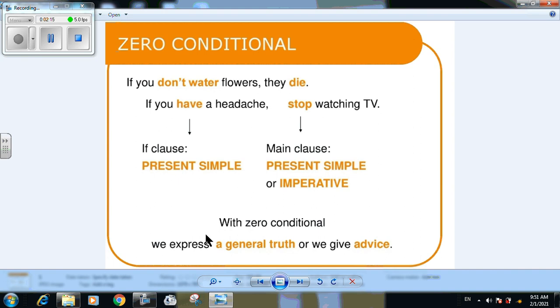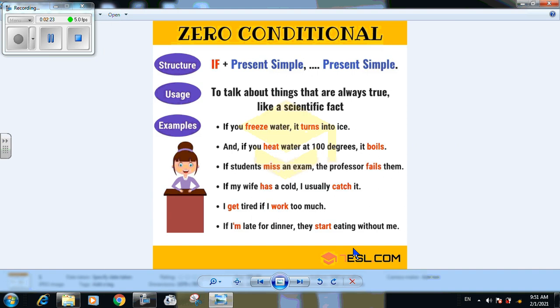So we use the zero conditionals when we express a general truth, which is a scientific fact, or we give advice. We have other sentences here in front of you. We can read them. Again, the structure is if plus present simple, comma, present simple. We use it to talk about things that are always true, like a scientific fact. Let's read the examples together.